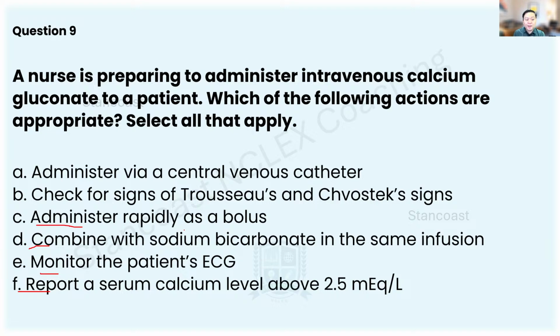So you're preparing to give the patient IV calcium gluconate. So which of these actions are appropriate? Will you need to administer that via a central venous catheter? Or are you going to check for signs of Trousseau and Chvostek sign? Or are you going to administer that as a bolus? Or will you combine it with sodium bicarb in the same infusion? Or will you monitor the patient's EKG?